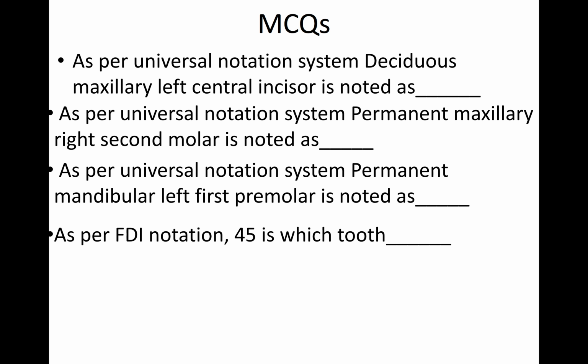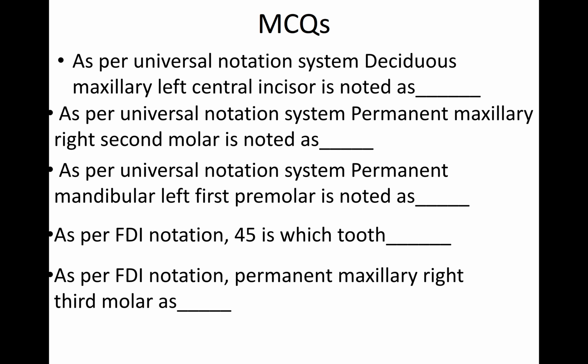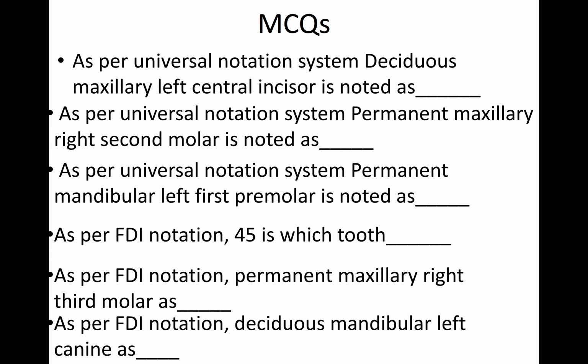As per FDI notation, 4-5 is which tooth? As per FDI notation, permanent maxillary right third molar is noted as? And as per FDI notation, deciduous mandibular left canine is noted as? Let me know in the comment box.